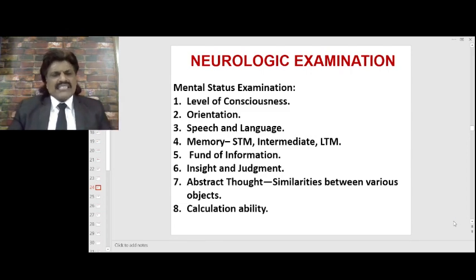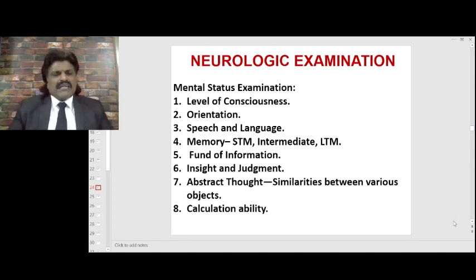Then we look at the insight and judgment. We can give examples like what would you do if the house is on fire, or what would you do if you find an envelope on a road, and then see how his reaction is. If it is appropriate to the situation, that means his insight and judgment are good. Then we check the abstract thought, the similarities between various objects, like apples and oranges belong to the category of fruit, or all the words starting with the letter A. So how he is able to relate all these? It is a test for the abstract thought.